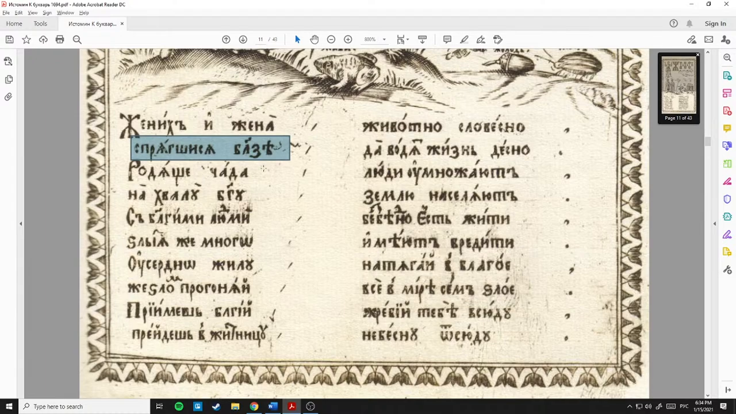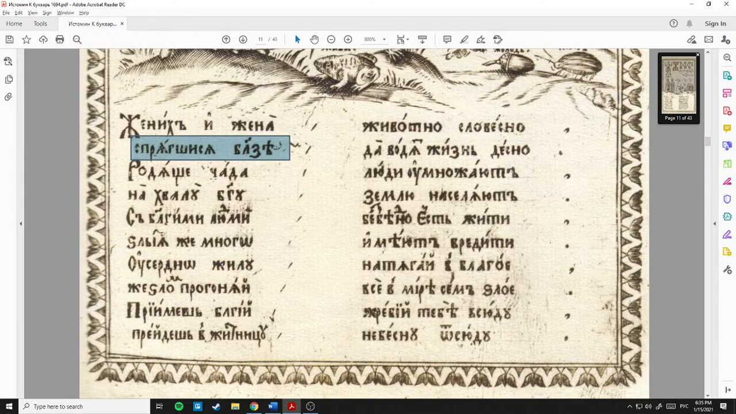Rodjašče čada. So this is the old past tense. Born, čada. It's čado, the old way of saying kids. So to give birth to kids, ljudi umnožajut. So people are populating, it's like umnožaca, to multiply, right? So people are multiplying.